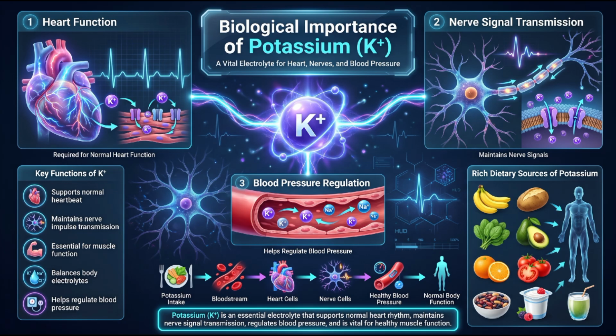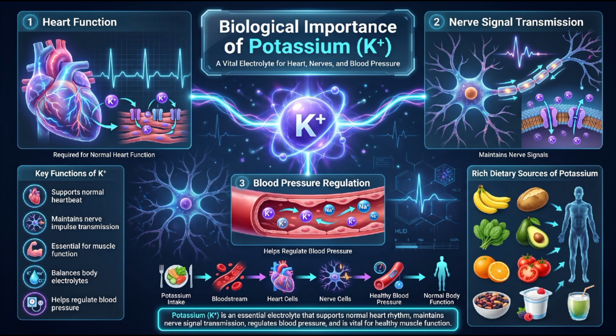Potassium also plays a significant role in regulating blood pressure. A healthy balance between potassium and sodium is essential for maintaining normal blood pressure. Potassium helps relax the walls of blood vessels, allowing blood to flow more easily. It also promotes the excretion of excess sodium through the kidneys, reducing water retention and helping lower blood pressure. For this reason, diets rich in potassium are associated with a reduced risk of hypertension, stroke, and cardiovascular disease. Maintaining adequate potassium intake is therefore considered an important component of heart health.